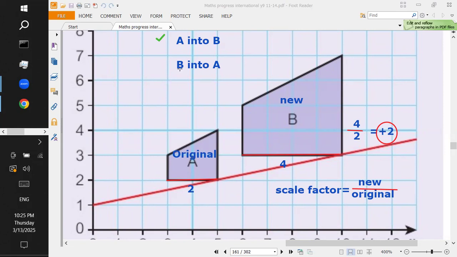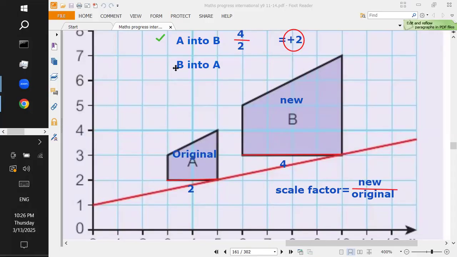Now let's come to the next one, which is B into A. Now let's remove this. We don't need this. So this one is positive 2 here, and we found positive 2 by dividing 4 over 2. This means the scale is positive 2. Now, the idea of saying that it is positive or negative happens because when we look at the shapes, if they didn't flip, it means it's a positive enlargement. If they flipped, it's a negative scale, okay?